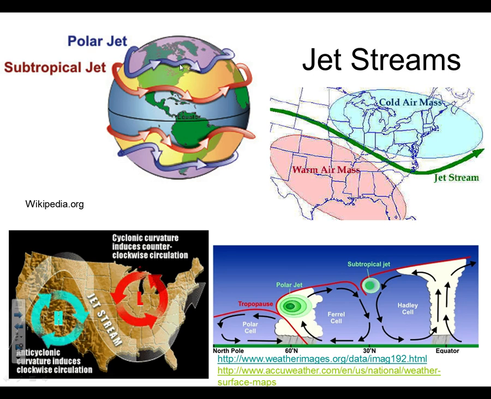Now, how strong is the wind? Well, maybe it's 120 miles per hour to 180 miles per hour. So it is a pretty strong wind. You notice that these are westerly winds, so they go from west to east.